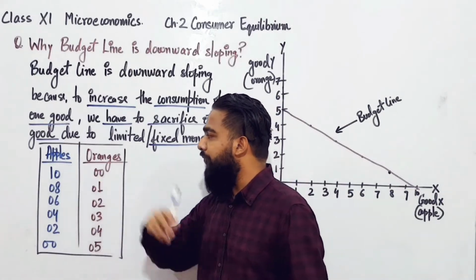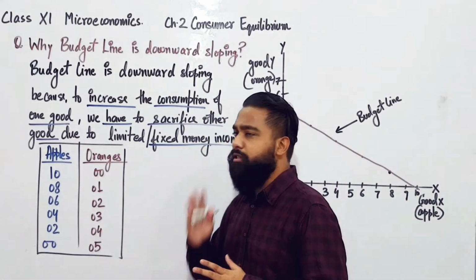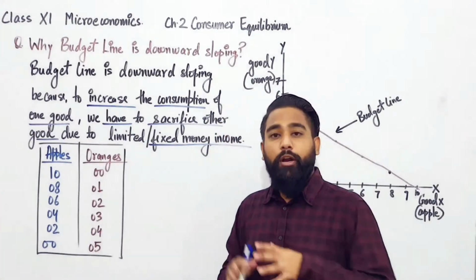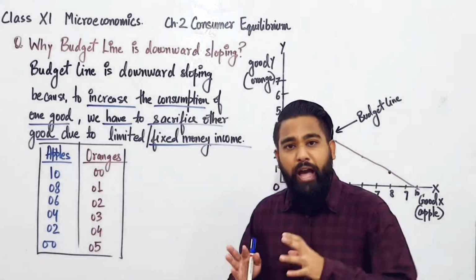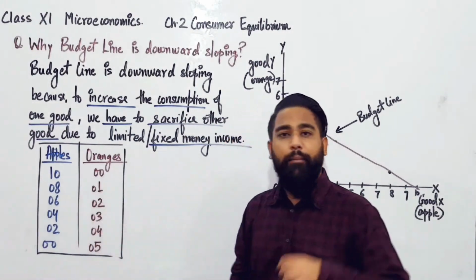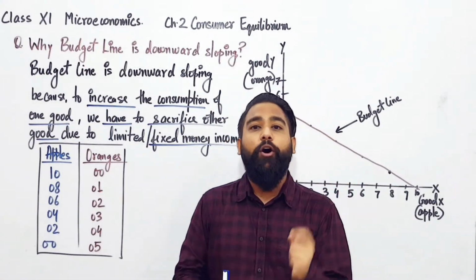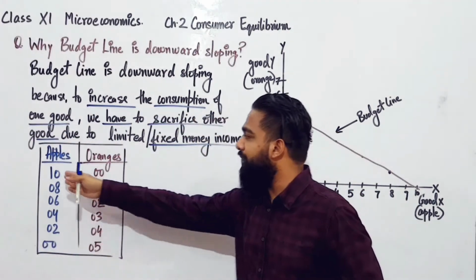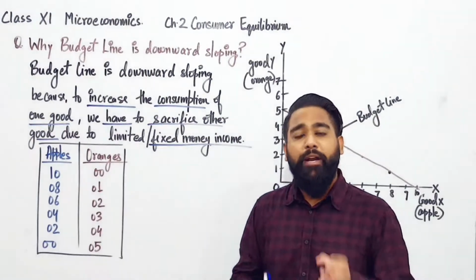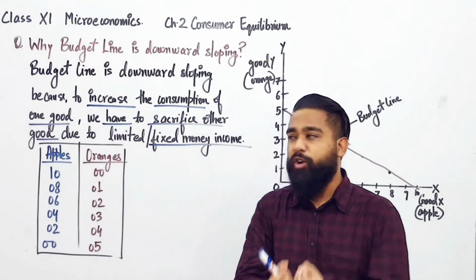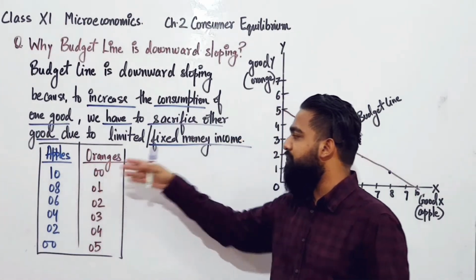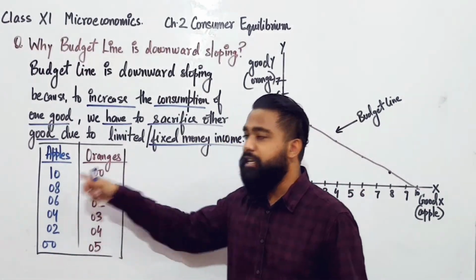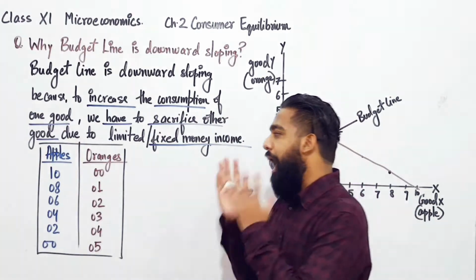First of all, you are buying 10 apples and 0 oranges. But somebody told you to bring one orange also. To bring one orange, you have to decrease the amount of apples. Why? Because you have limited money. If you had more money, you could have bought 10 apples and 1 orange also. But you have the same amount of money in which you are buying 10 apples and 0 oranges. But you have to increase 1 orange, so you have to decrease some amount of apples so that you can buy the oranges.